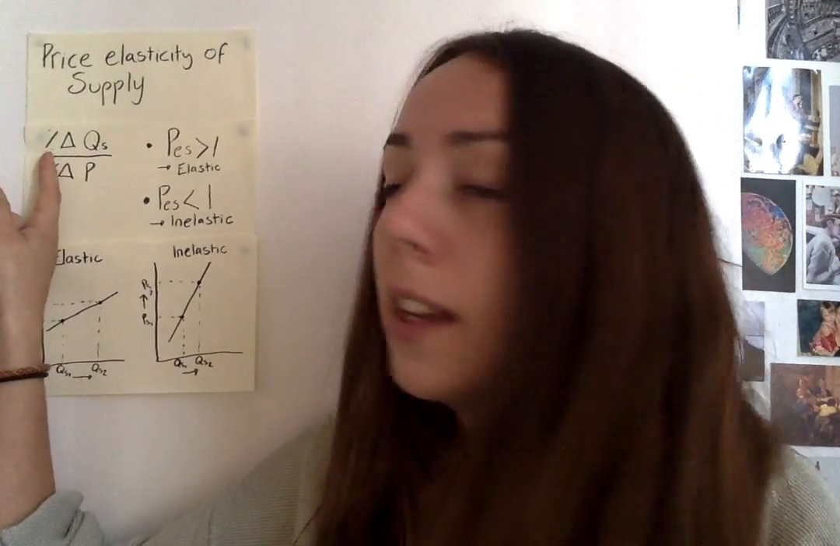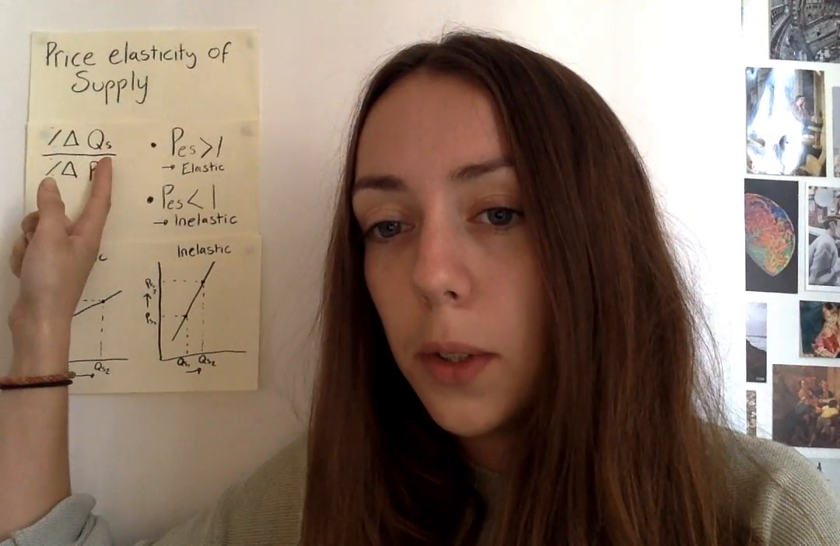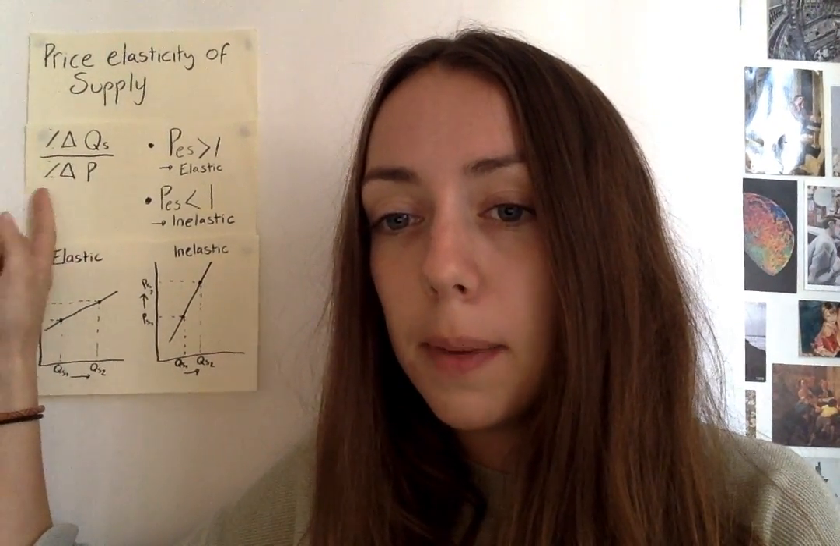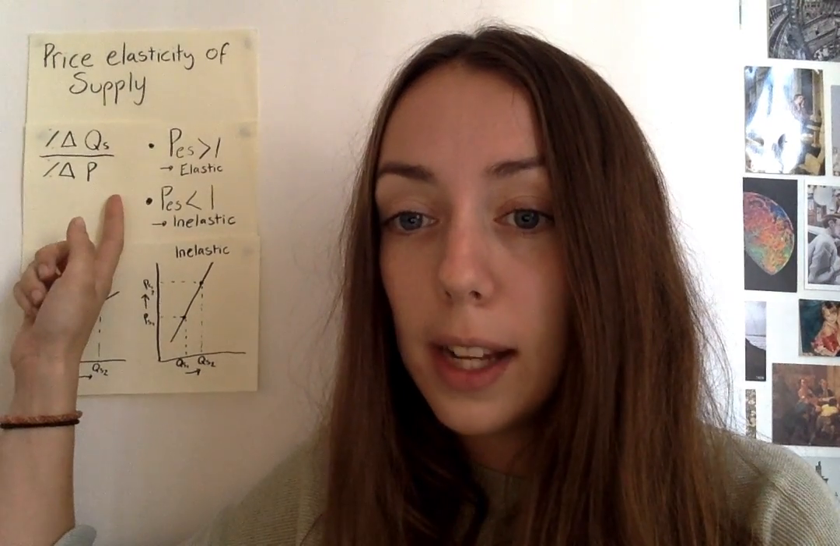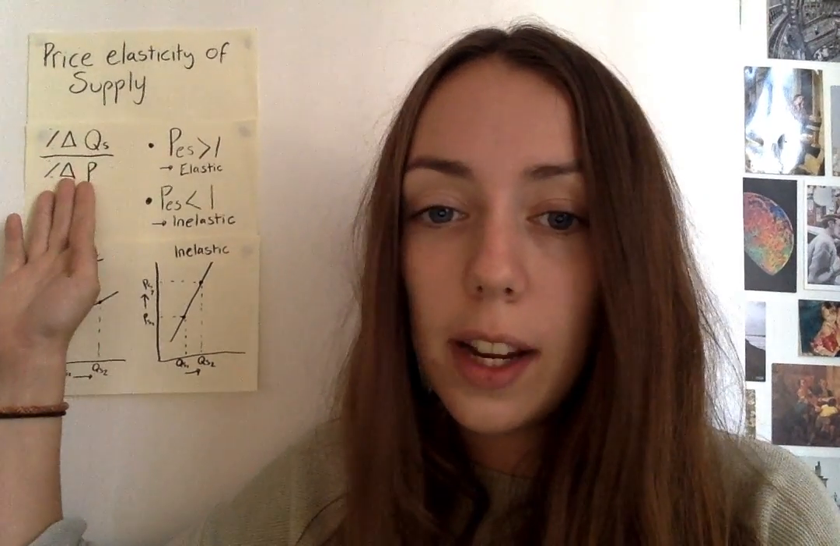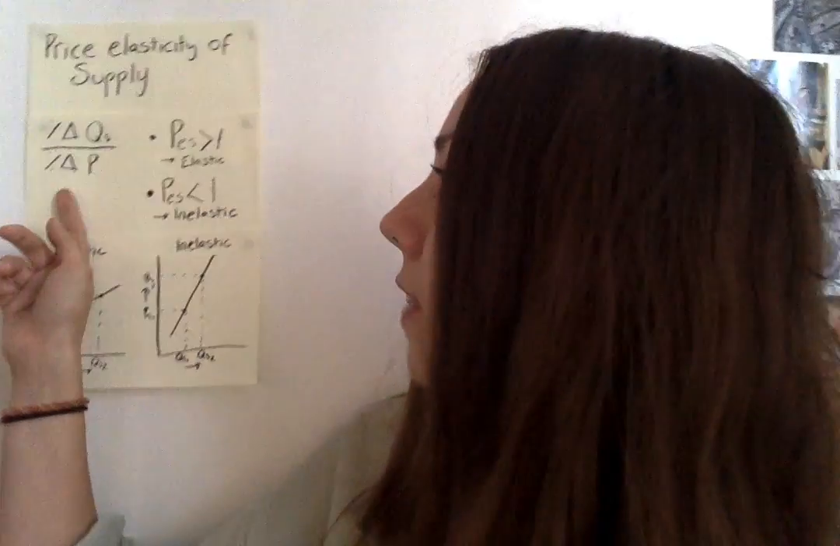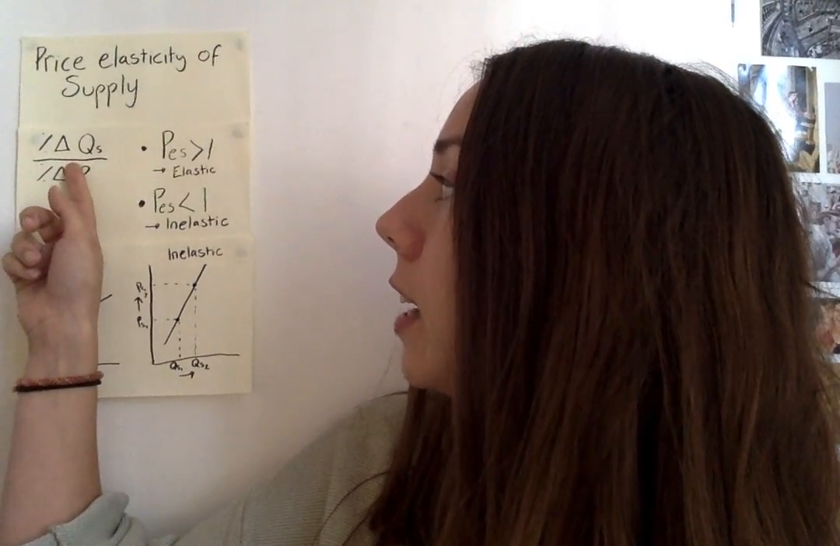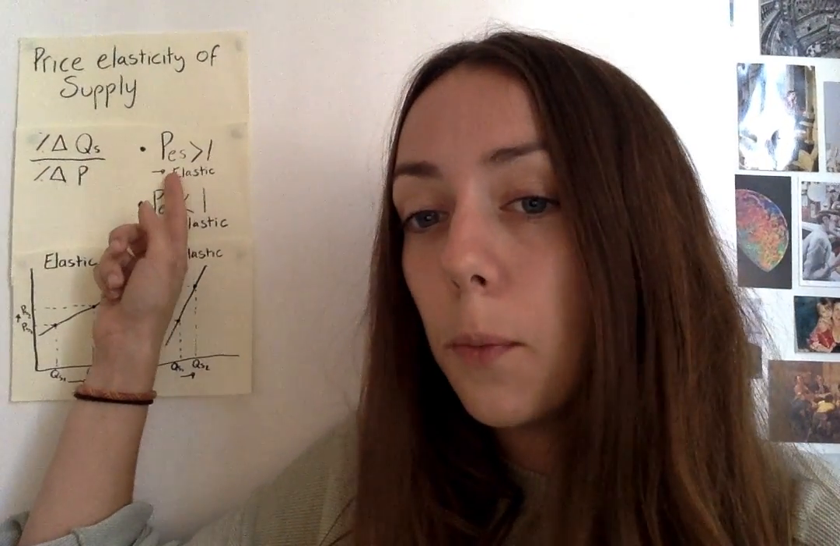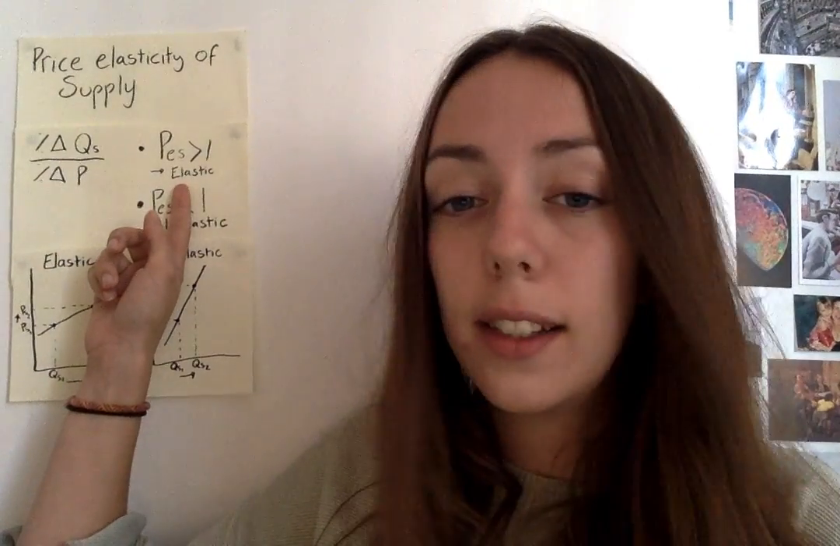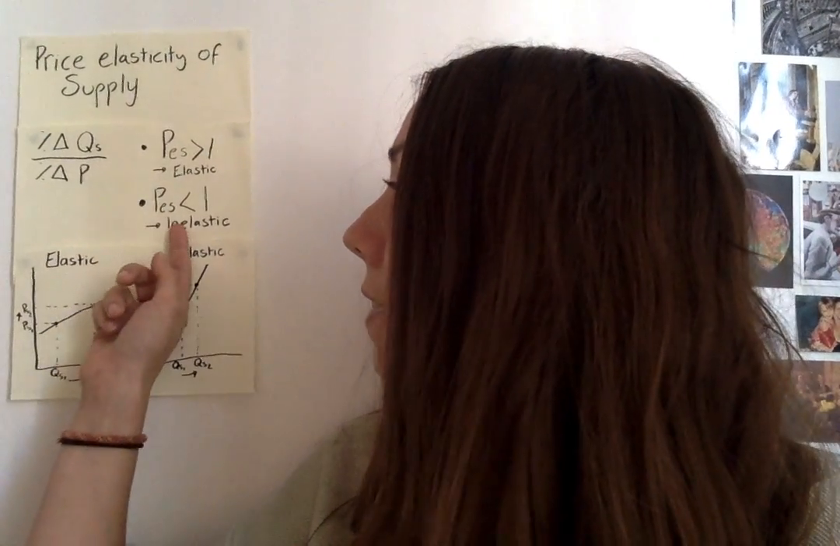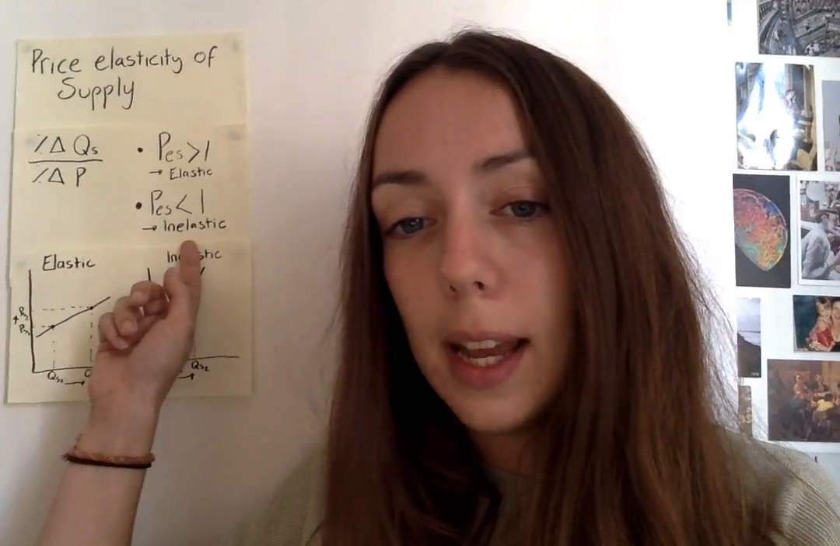But it's essentially the percentage change in quantity supplied divided by the percentage change in the price. And that's just a regular formula. The effect of that is, if the answer to this formula is greater than 1, then you've got an elastic supply side. And if it's less than 1, then it tends to be inelastic.